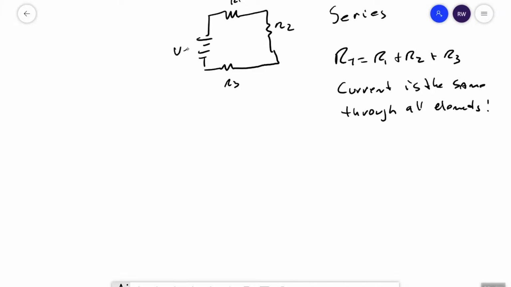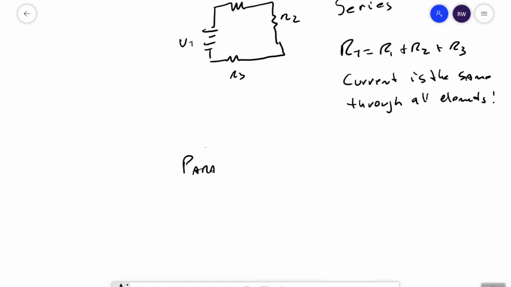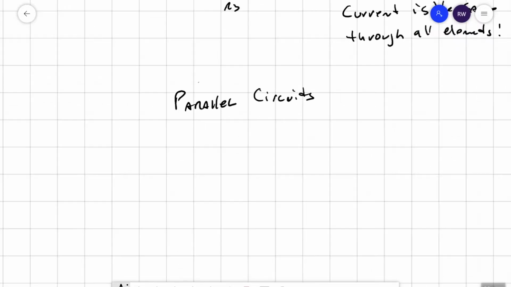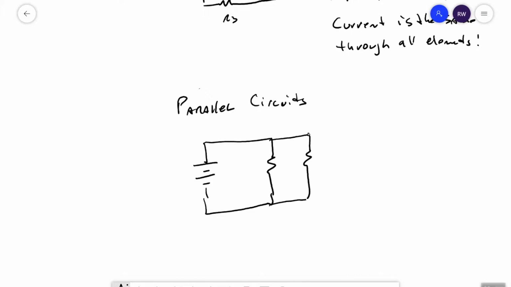Now we're going to talk about parallel circuits. I always have trouble with this word. Parallel circuits. In a parallel circuit, all of the elements have common nodes on both sides. V total, R1, R2, R3.